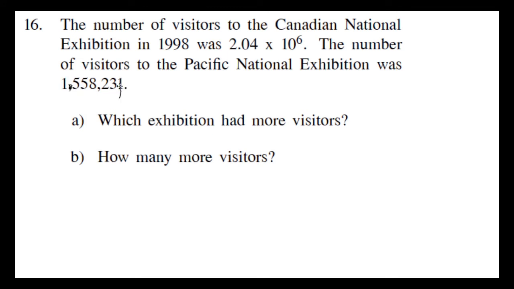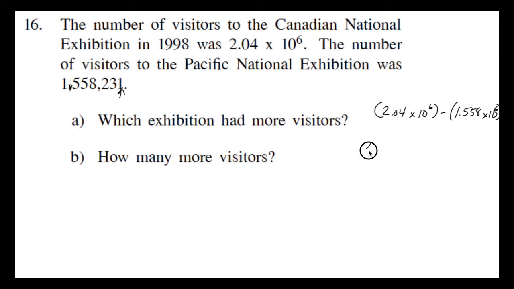So this should be 1.558231, and that's over 6 places. So I know I'm going to have a 2.04 times 10 to the 6th. Okay, so that's going to be minus that 1.558, etc., times 10 to the 6th. So I'm just showing you what that would kind of look like.